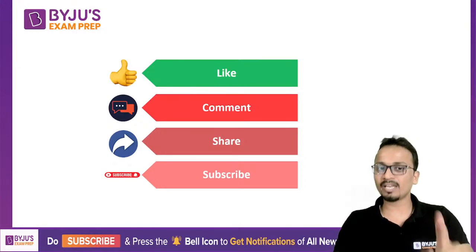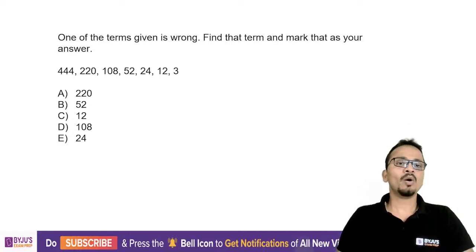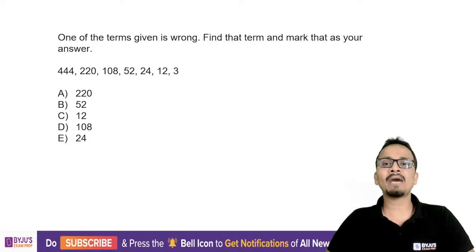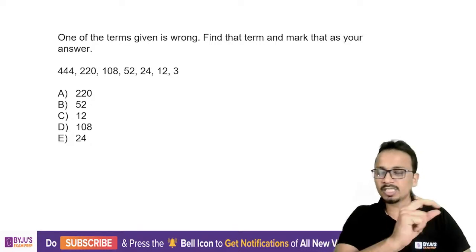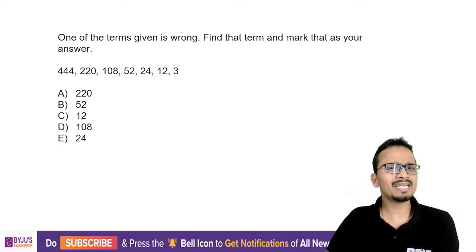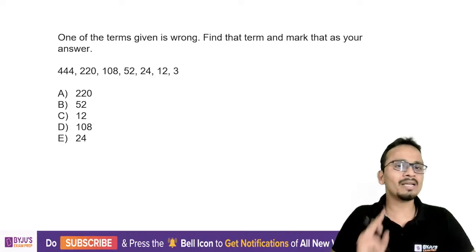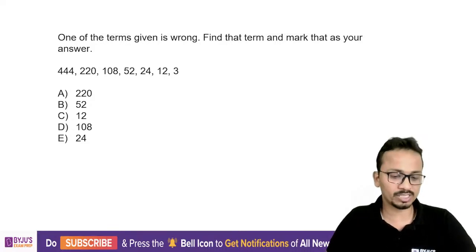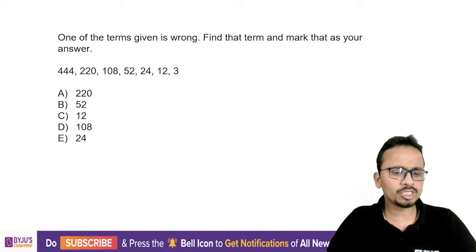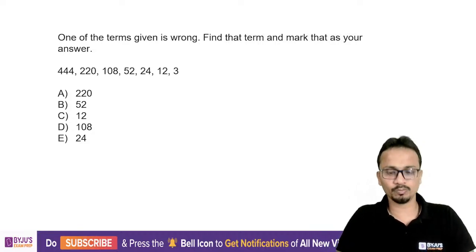So question number 1 in front of you now. One of the terms given is wrong. Find that term and mark that as your answer. So there is a number series that is given to you. Among these numbers, there is one number which does not fit into the series. So find out that number and tell me which option is the correct one. Come on, all of you.